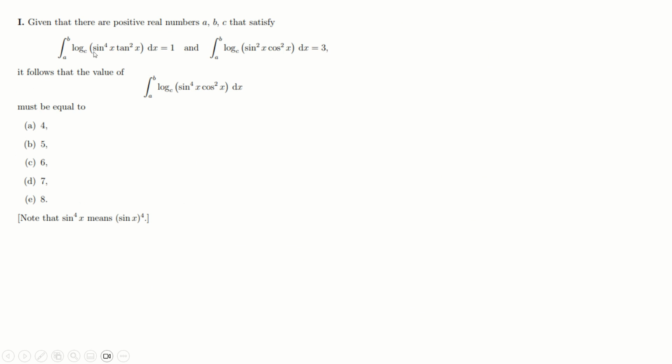I is a really nice question. Just going to follow lots of log laws here. So we're timesing two things in a log here, so we can instead add two separate logs. And we've also got sine to the power 4 and tan to the power 2. So you can bring those powers out to the front of the logs.